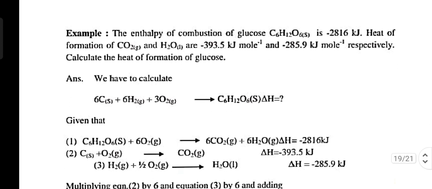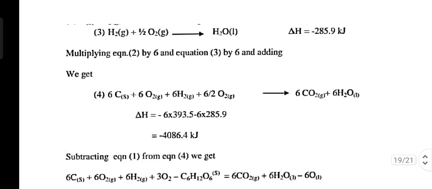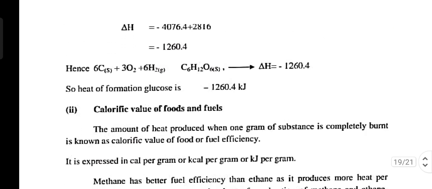There are some examples for enthalpy of heat. Second, calorific value of food and fuel. The amount of heat produced when 1 gram of a substance is completely burned is known as calorific value of a food or a fuel. It is expressed in calorie per gram, kilocalorie per gram, or kilojoule per gram.